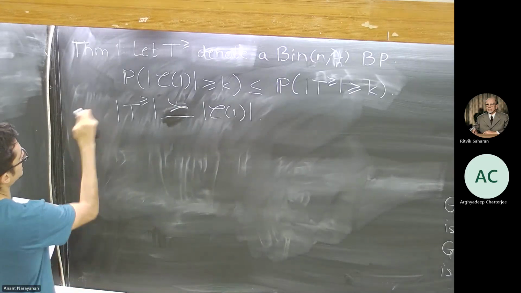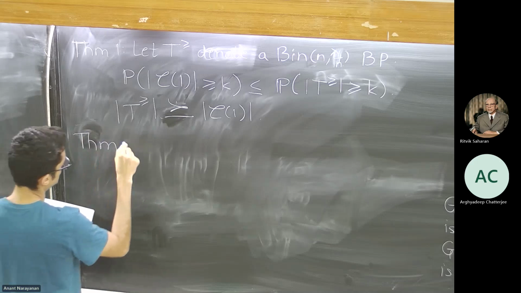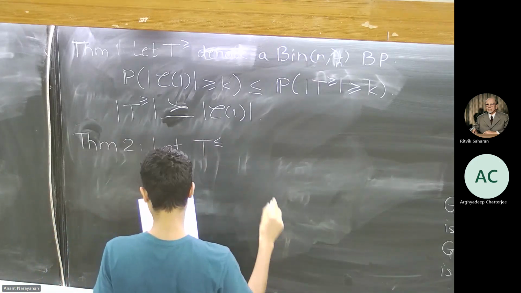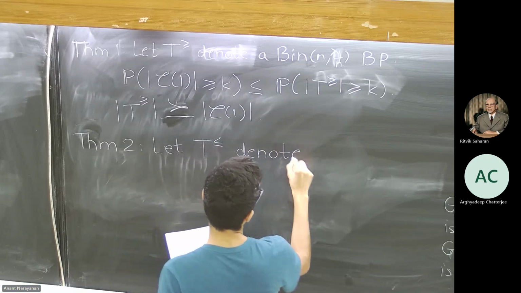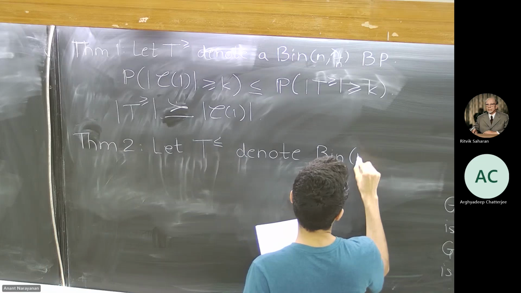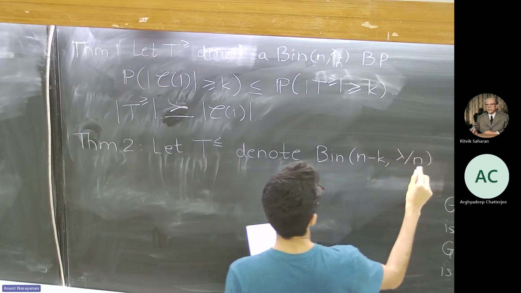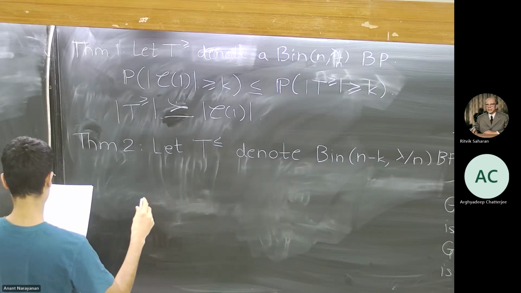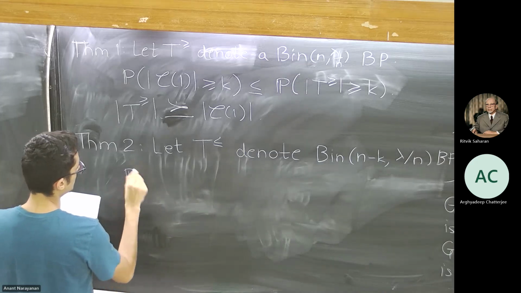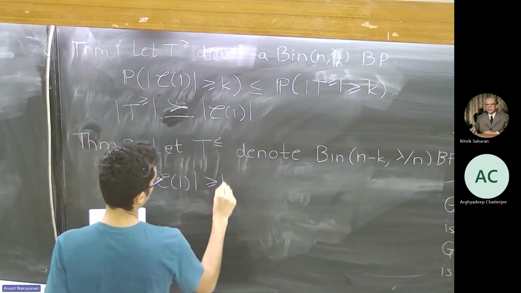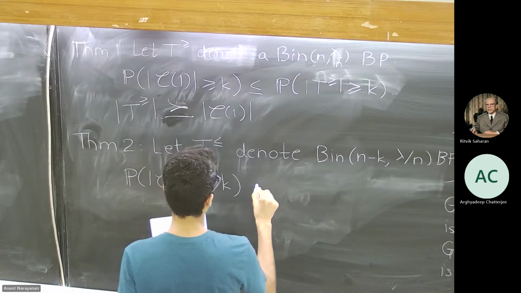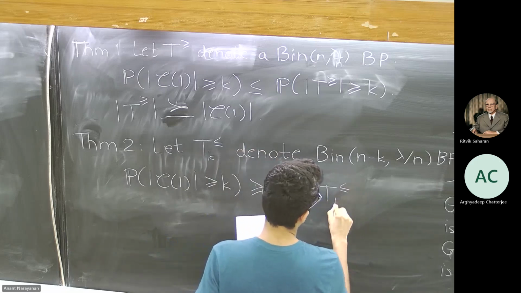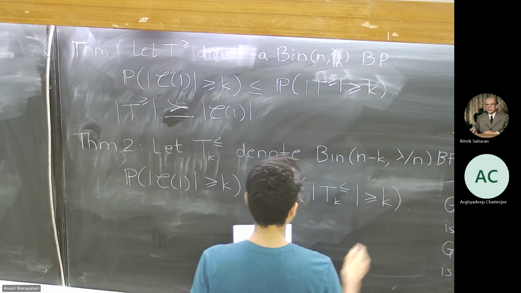The second thing is, you now want to get a lower bound as well. The size of the component of 1 is greater than or equal to the total progeny of a branching process with binomial n minus k, lambda over n offspring. So why this?